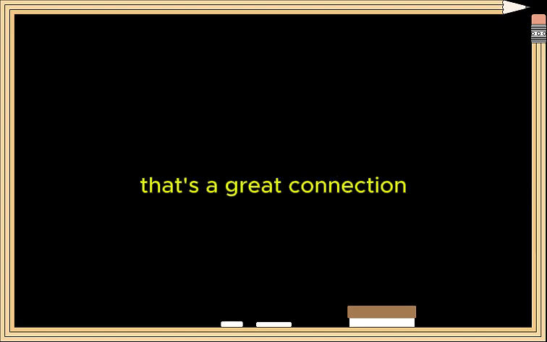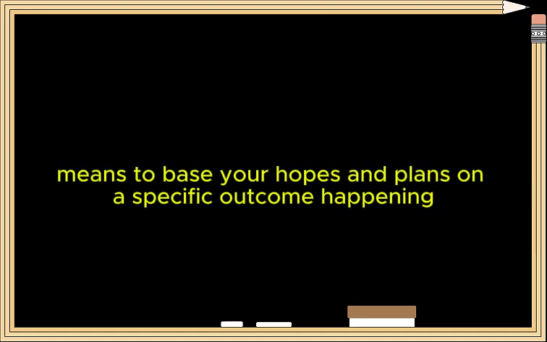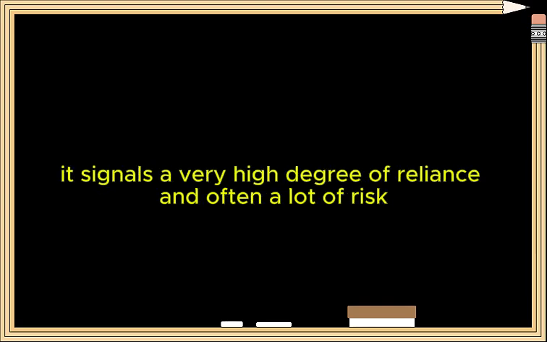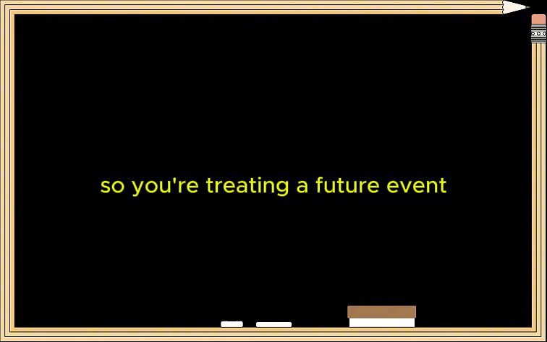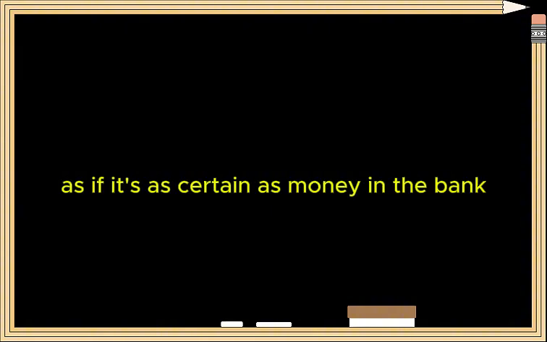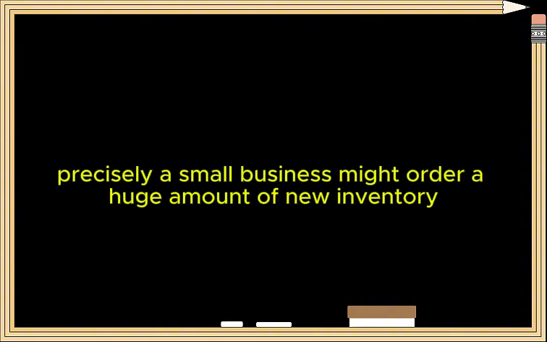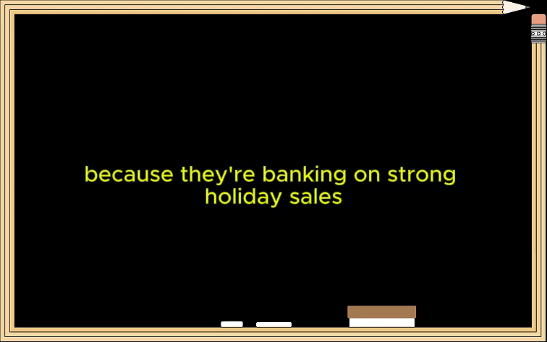That's a great connection. To bank on something means to base your hopes and plans on a specific outcome happening. It signals a very high degree of reliance and often a lot of risk. So you're treating a future event as if it's as certain as money in the bank. Precisely. A small business might order a huge amount of new inventory because they're banking on strong holiday sales.